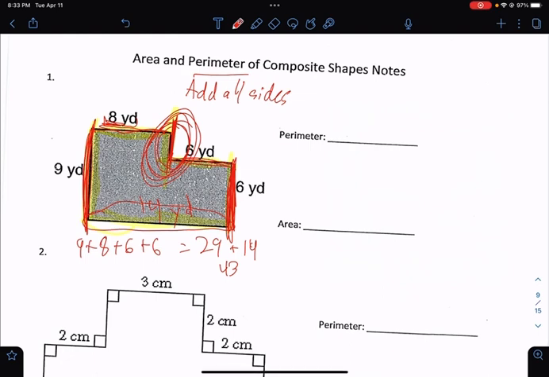43 plus 3 is 46. And then my label would be yards. All right? So that is finding the perimeter.